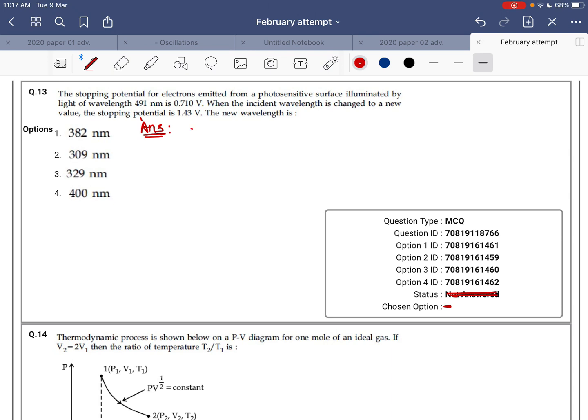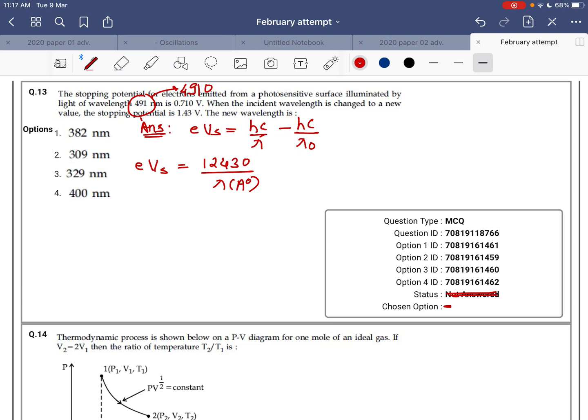As we know very well, the stopping potential is nothing but the difference between the energy of a photon and the work function of the photosensitive surface. And also we know that in electron volt this can be equal to 12430 upon lambda in angstrom. So first of all we should convert the given lambda in angstrom, which is 4910 angstrom.